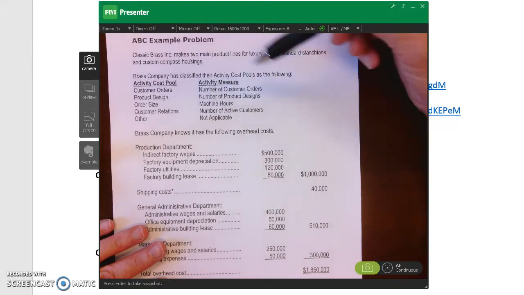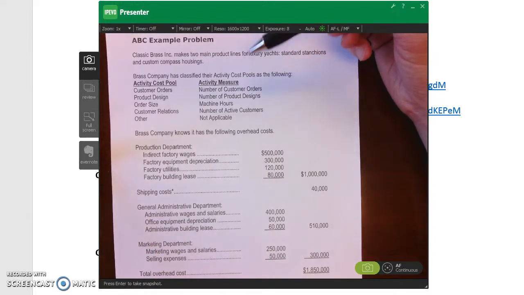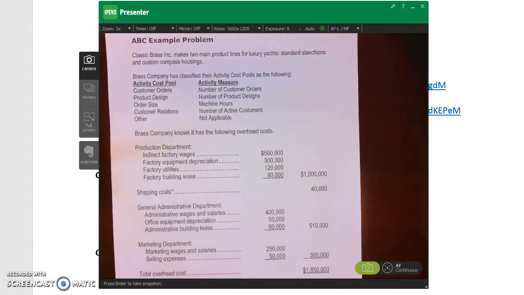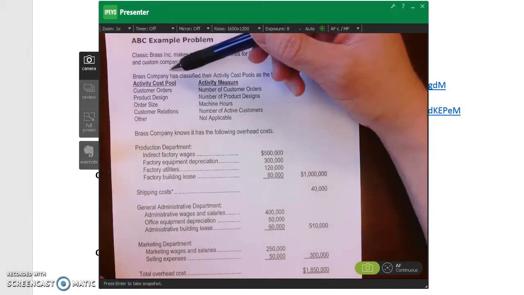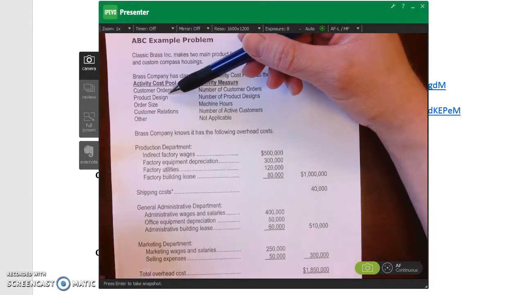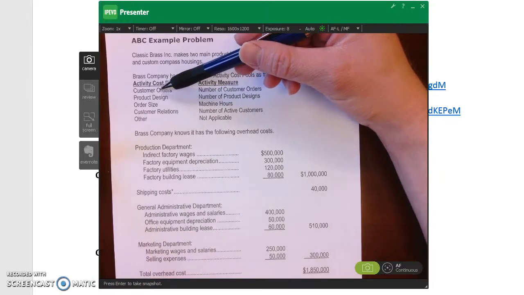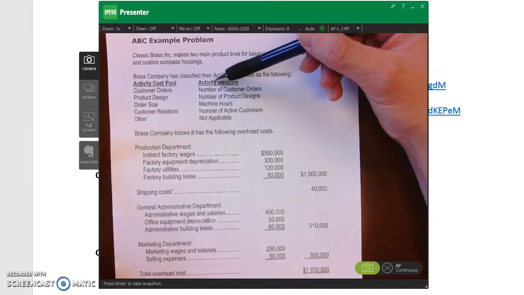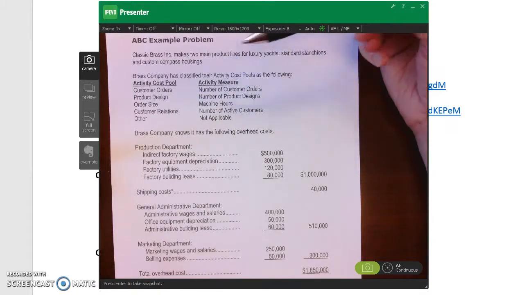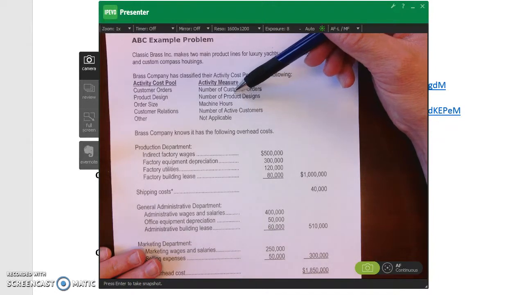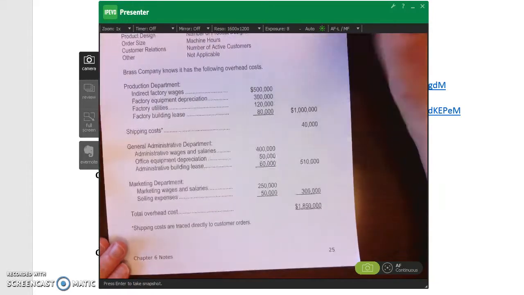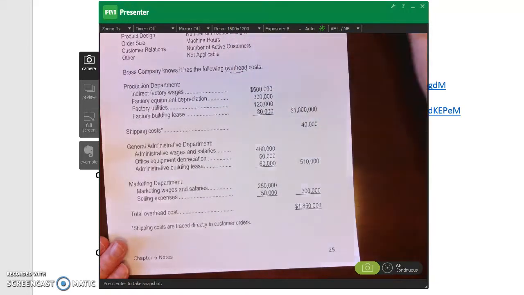Okay, Brass has already gone through an activity and classified their activity cost pools as the following. So they've already done steps 1 through 3 of activity-based costing, where they had their interviews and they identified the major activities, and then they identified the costs that go with each activity, and then they identified the cost driver, also known as the activity measure, for each cost pool. Brass has gone through and identified its indirect or overhead costs.